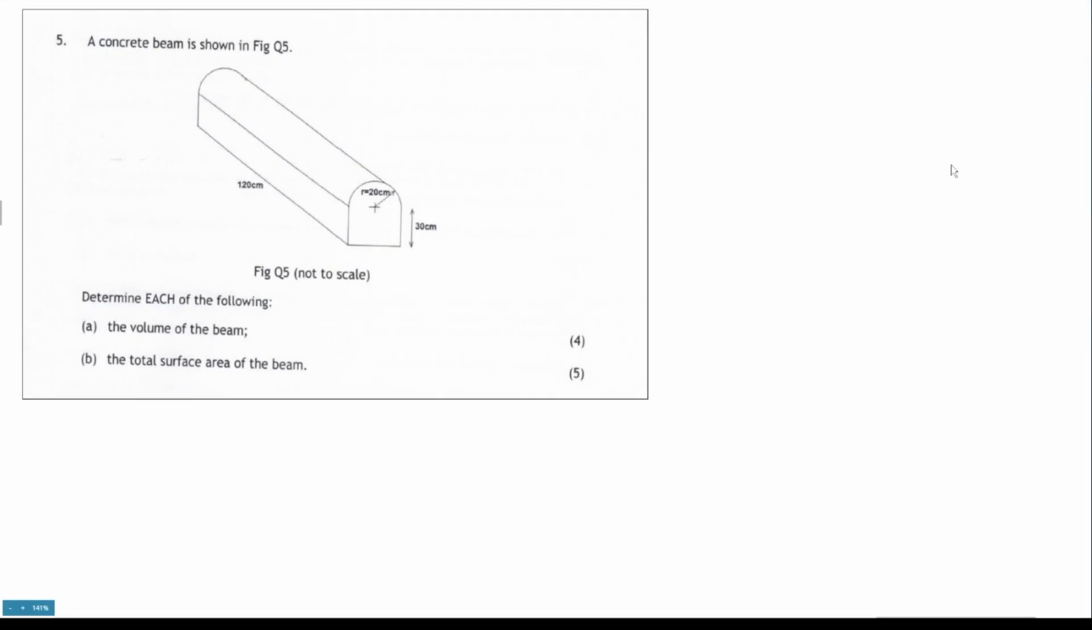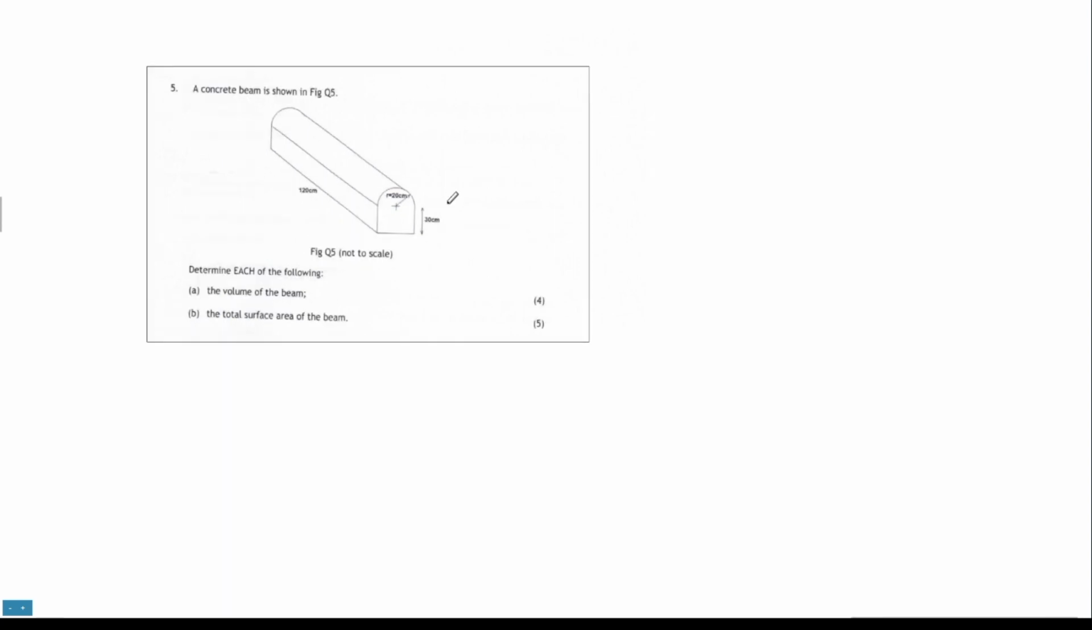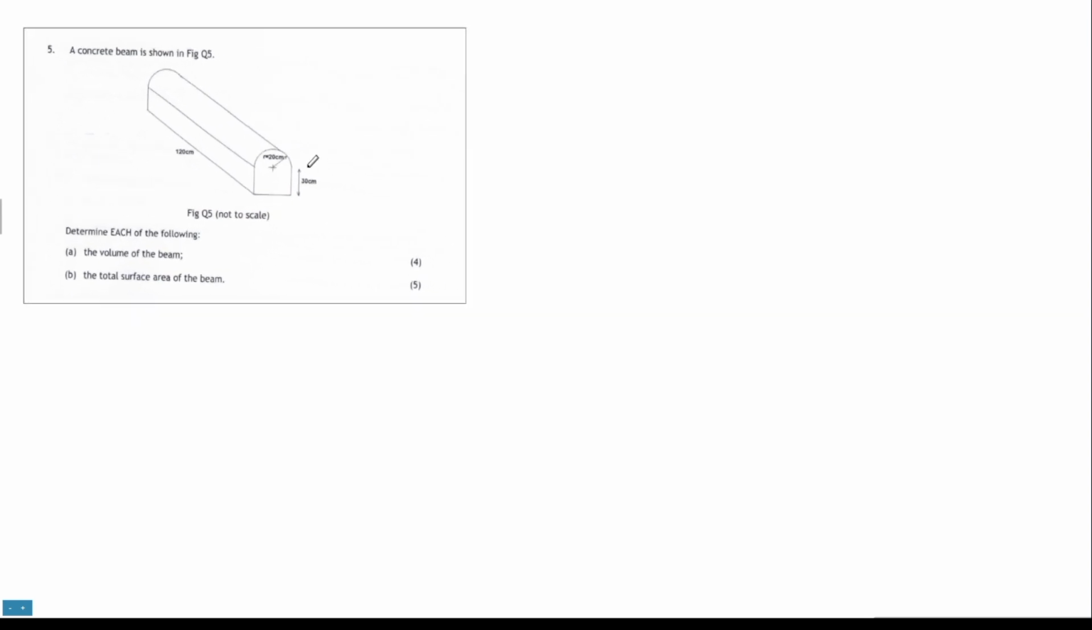Okay, let's try question number 5. We have a concrete beam of this shape, and we're going to find the volume and the surface area. Now this is a composite shape. It's made from a box on the bottom and half a cylinder on top. So we're basically going to break it down and draw it like that. I'm going to make this a little bit smaller so I have a bit more space to draw it.